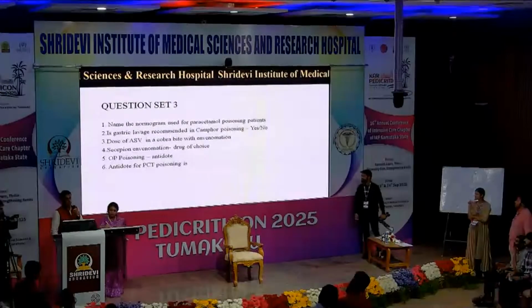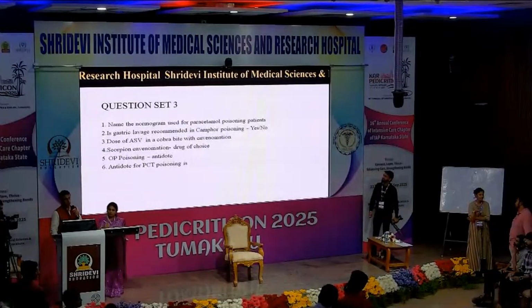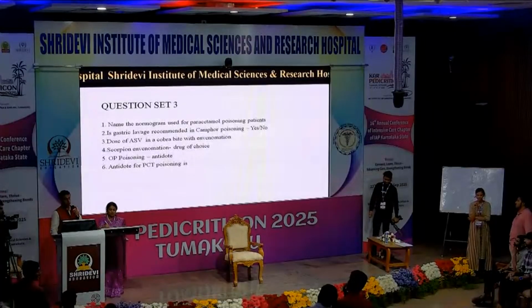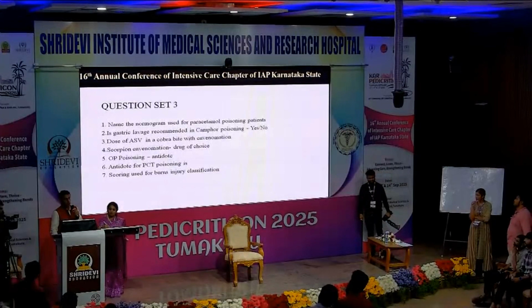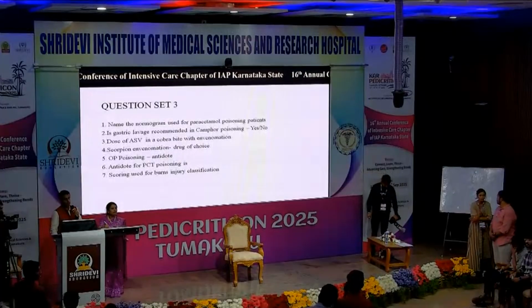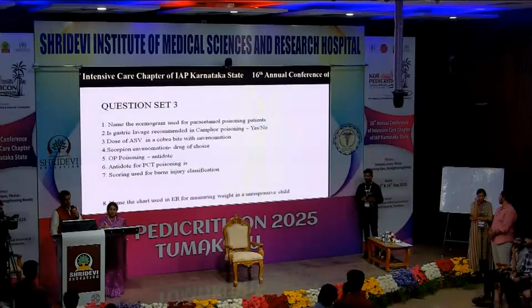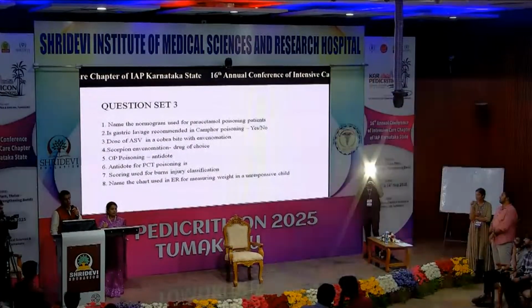Antidote for paracetamol poisoning is acetylcysteine. N-acetylcysteine. Score used for burns injury classification. Pass. Name the chart used in ER for measuring weight in an unresponsive child.